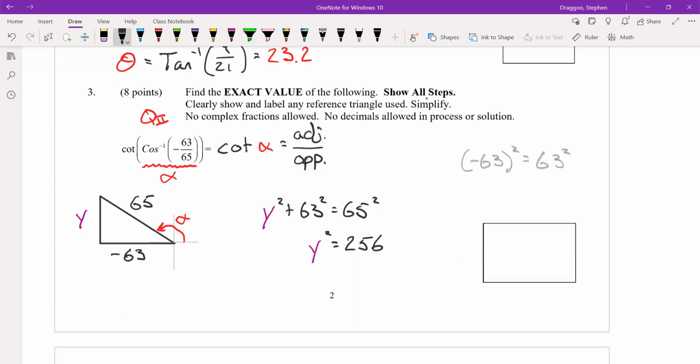But then if I take the square root of that, 256 is a power of 2, which half of those have square roots. This one has one as well. It is 16. So y is going to be plus or minus 16. And then because we are in the second quadrant, I should take the positive value for y. So y must be equal to positive 16. I'll write that in over here.